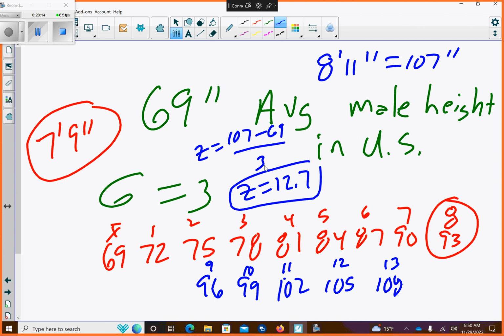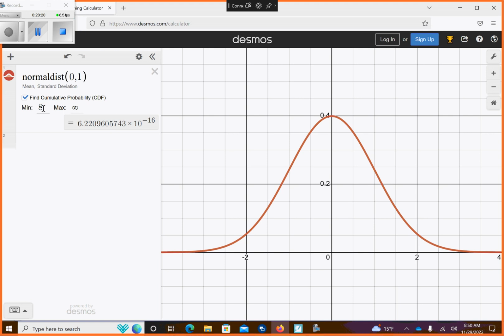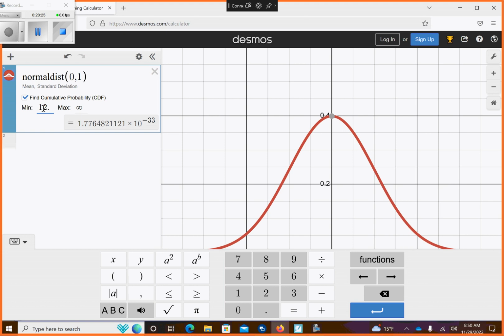So if we were to go and do this back on Desmos, 12.7 standard deviations. So how likely could someone be taller than this? Okay, that being 12.7 standard deviations as the z-score, it's 2.95 times 10 to the negative 37th power. So you're talking 0.35029. Like, dude, it's not going to happen.